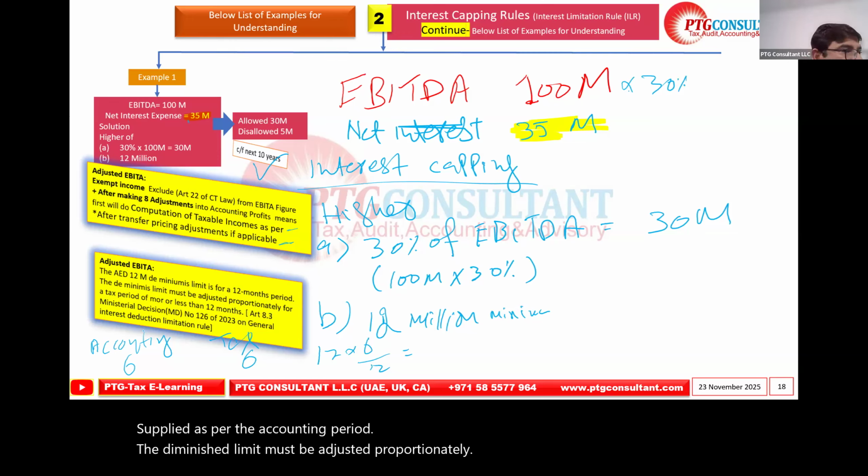This is another case: due to any reason, if the accounting period is more or less than 12 months, then the 12 million will be apportioned accordingly.